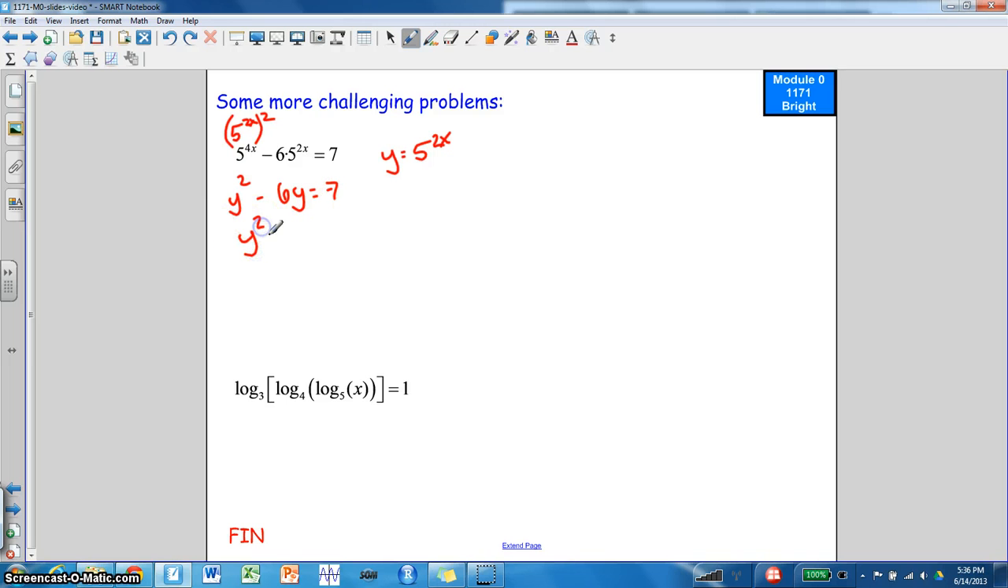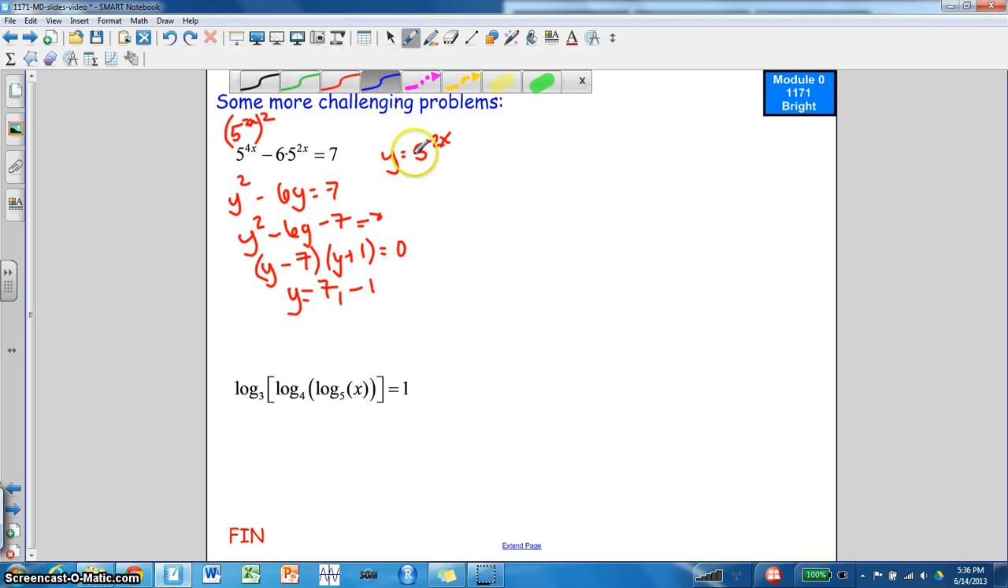That I can write as y squared minus 6y minus 7 is equal to 0. Factor that, (y minus 7)(y plus 1) is equal to 0. Okay, so y is going to equal 7 or minus 1. So now, while I substituted, I have to resubstitute. So I'm saying really that 5 to the 2x is equal to 7, or 5 to the 2x is equal to minus 1.